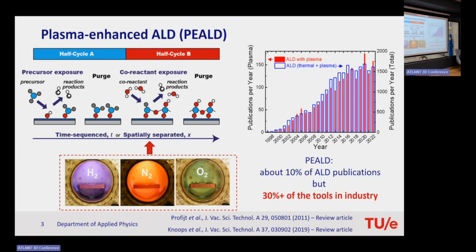But if you talk to people in industry, you learn quickly that more than 30% of the tools, I should say, because that's a little easier to quantify, more than 30% of the tools in industry are plasma-enhanced ALD. So from an industrial point of view, plasma-enhanced ALD is very important. That is related to several factors: working at low temperatures, throughput, and other materials that you cannot easily make with thermal ALD. These are some of the drivers to use plasma-enhanced ALD in industry.